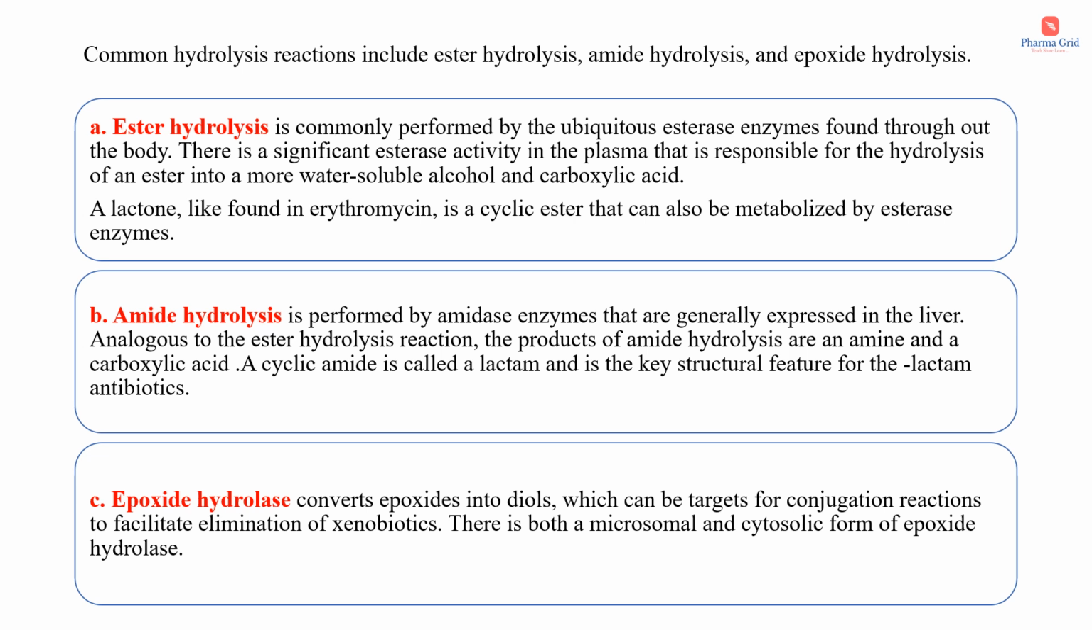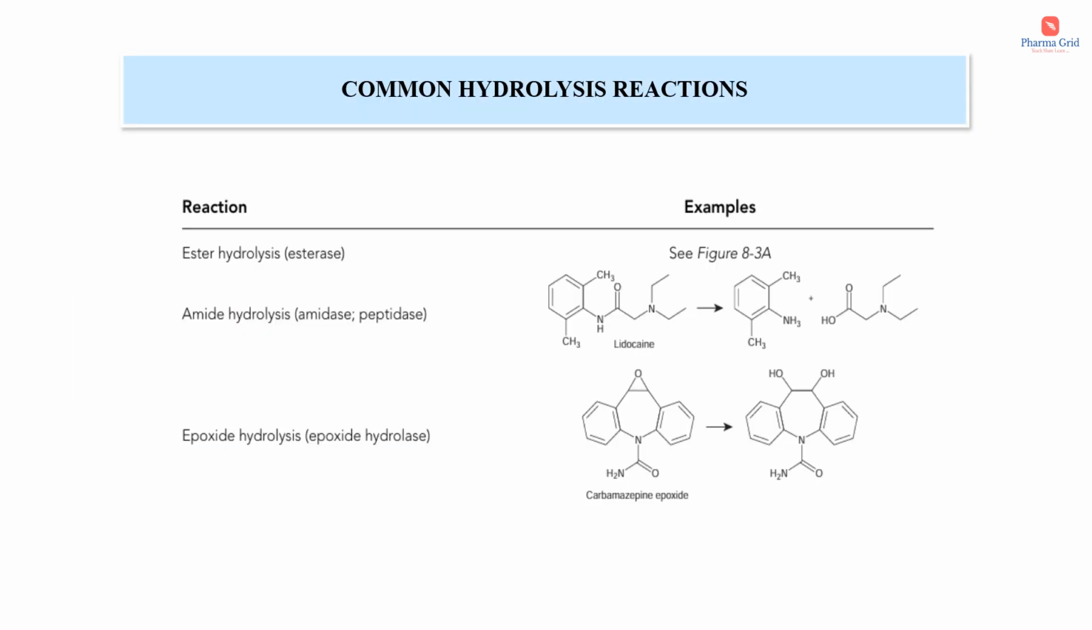Okay, so the three common hydrolysis reactions include ester hydrolysis, which is performed by esterases, then amide hydrolysis, which is performed by amidase enzymes, then epoxide hydrolysis, which is performed by epoxide hydrolase enzyme. So the first one is ester hydrolysis, which is performed by esterase.